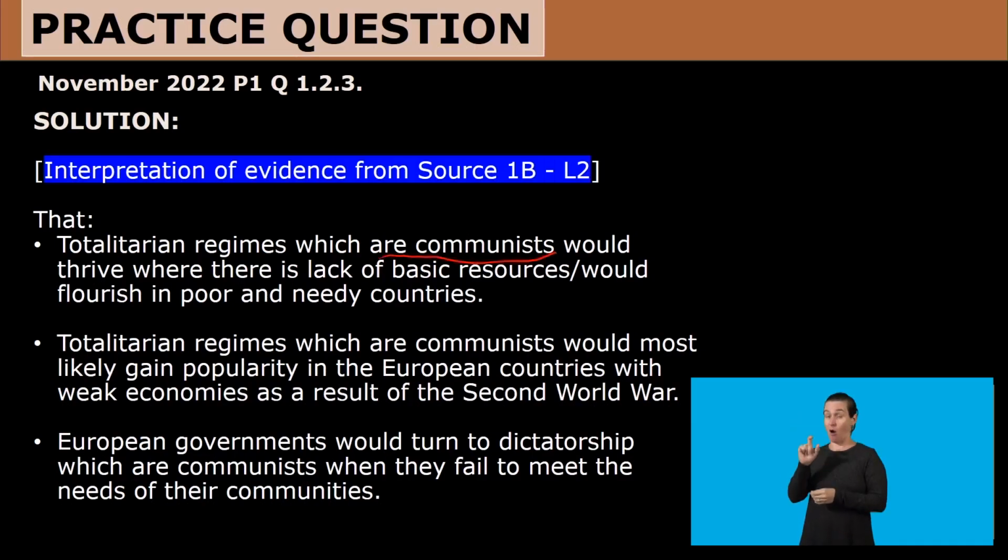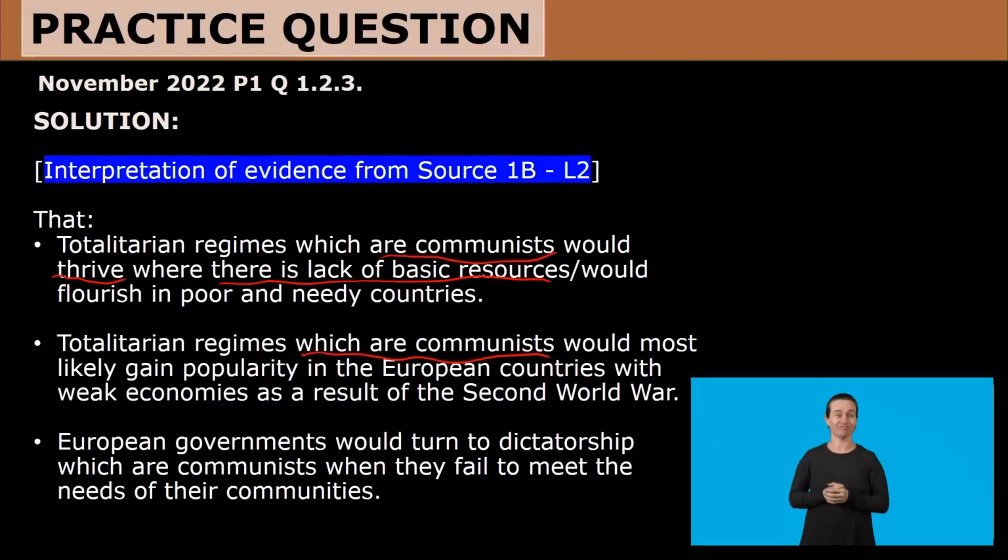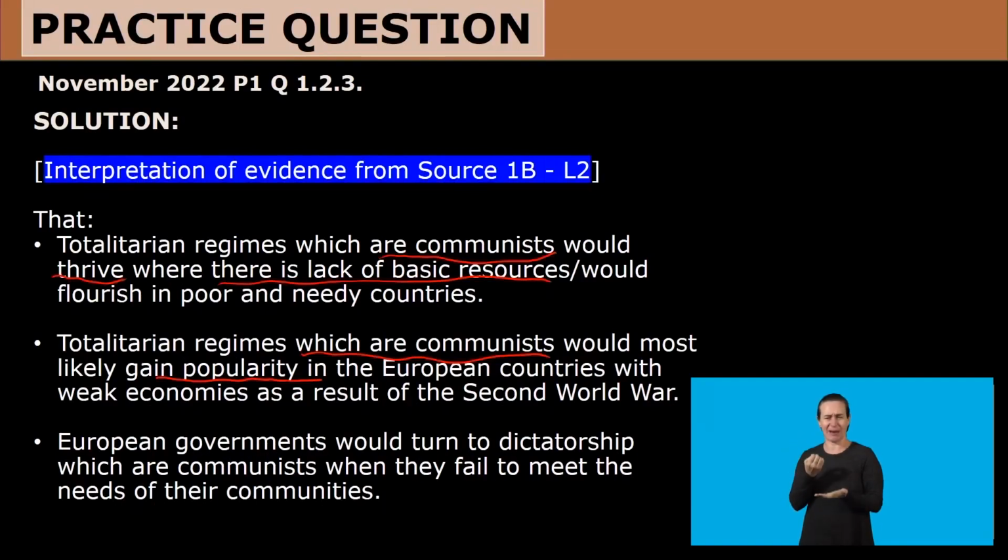Totalitarian regimes which are communist would thrive, it does say that in the source, where there is lack of basic resources. They would flourish in poor and needy countries. Or you could say totalitarian regimes which are communist, so you can see again here the words which are communist are repeated because it's very important to be in line with the spread of communism, would most likely gain popularity. So that means they would gain that support. Remember, the word support was in the source. In the European countries with weak economies as a result of the Second World War.